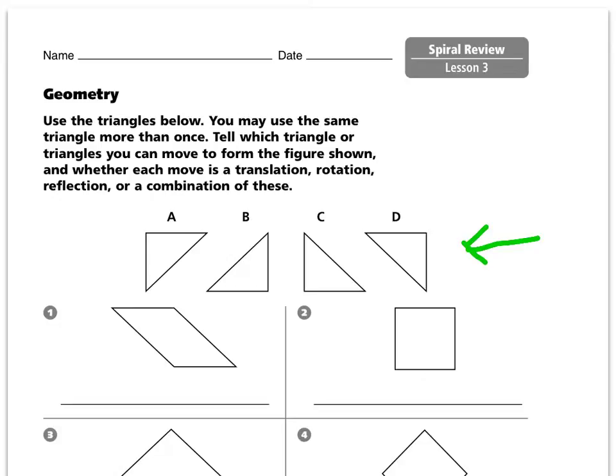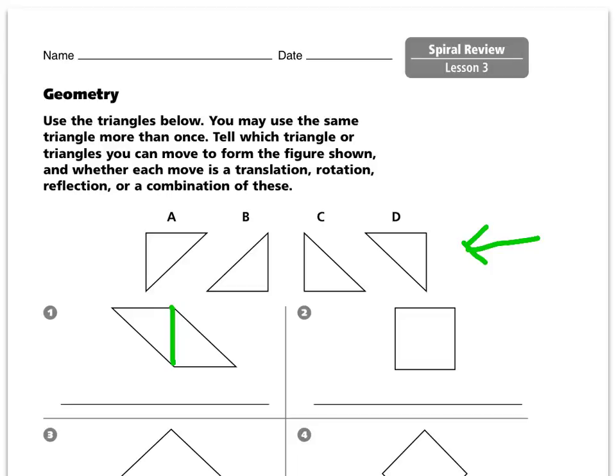Tell which triangle or triangles you can move to form the figure shown, and whether each move is a translation, rotation, reflection, or a combination. So what they want you to do is to look to see if you can form the triangles and how you push them together. So for each shape, you're going to want to try to cut it so you can form some right angles. So for number 1, I'm going to cut it right down here.